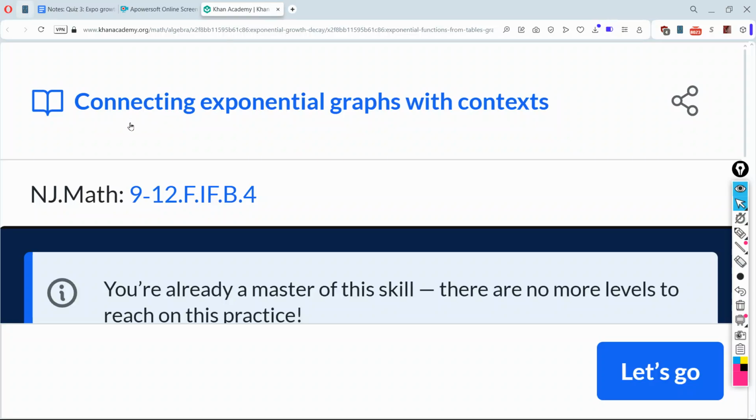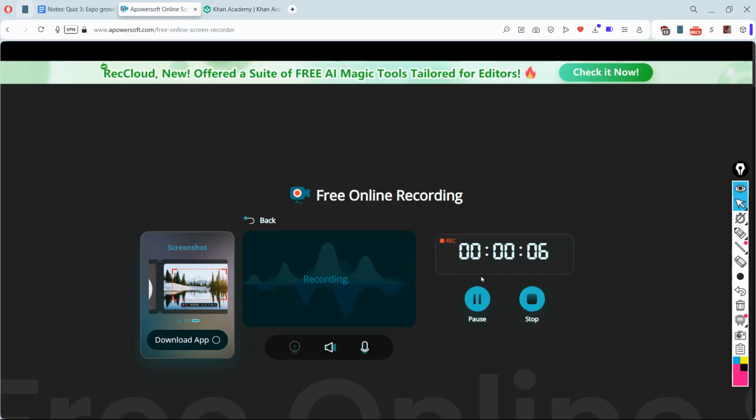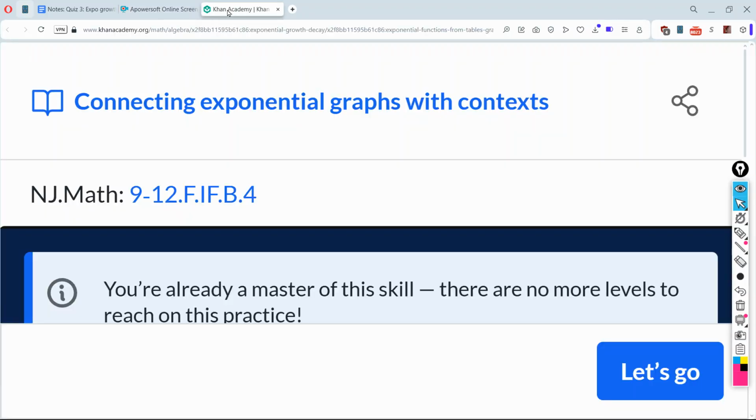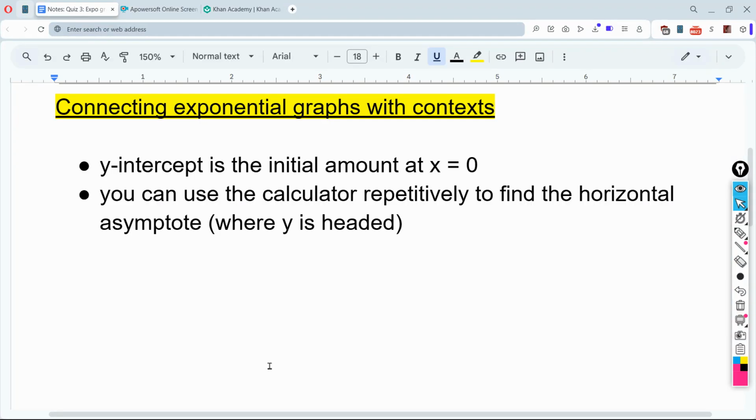This will be for the exercise, connecting exponential graphs with context. All right, so notes, the y-intercept is the initial amount at x equals 0. In order to find the horizontal asymptote, in other words, where y is headed, you can just use the calculator repetitively. But this goes back to the old exercise where we said if b is less than 1, it's a decay, and b is greater than 1, it's a growth. But we'll do more on that on the actual problems.